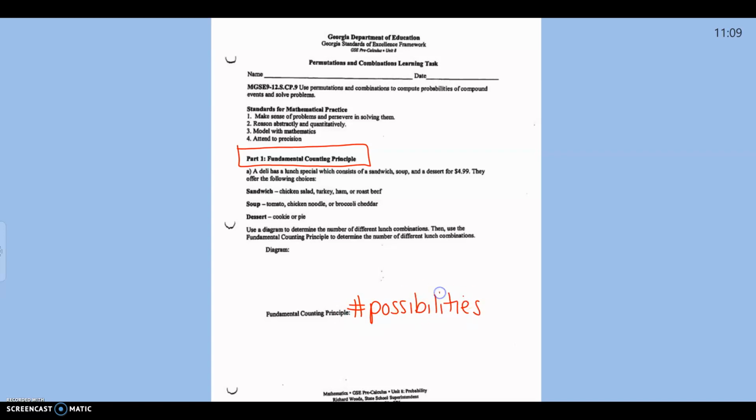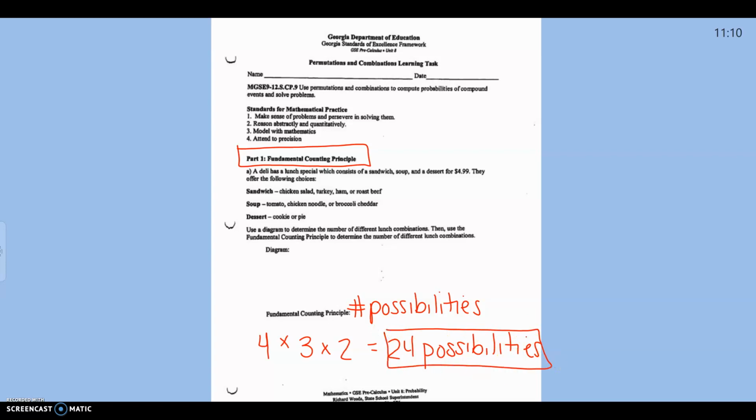So what you're going to do every time is you're going to look at how many sandwich choices do you have. You have chicken salad, turkey, ham, or roast beef. So you have 4 sandwich choices times how many soup choices. You should have 3 soup choices, tomato, chicken noodle, or broccoli cheddar, times your number of dessert choices, which is cookie or pie, or 2. So at that point, you should get 24 possibilities, y'all, and that's your answer. That's it. Okay, so total number you have for each thing, and you're going to multiply them together.